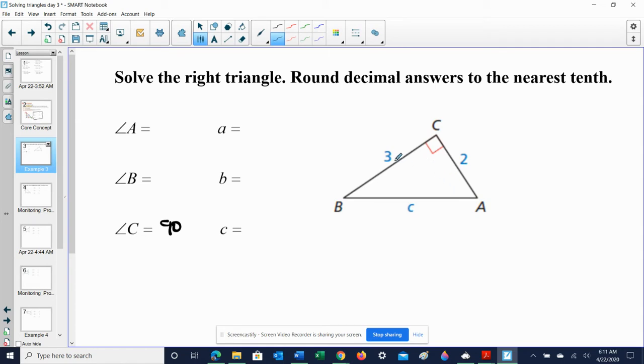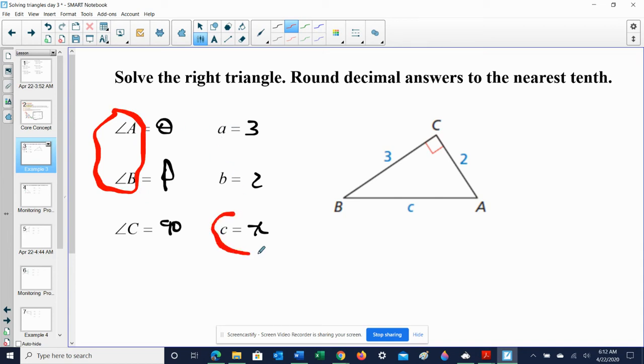What is the measure of side a? Well, side a is across from angle A. That's a 3. Side b is across from angle B. That's a 2. And we don't know c. That's our x. We can call these, like I had talked about before, theta and phi. That's a horrible phi, but you get the idea. So these are our unknowns, right? We don't know angle A and angle B, and we don't know side c. So let's work on this first.